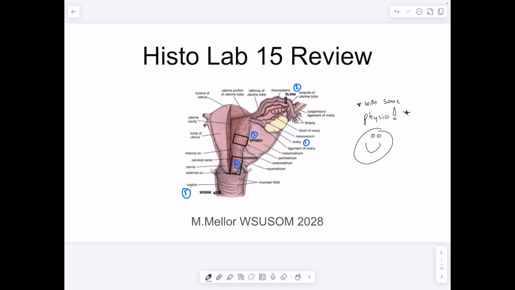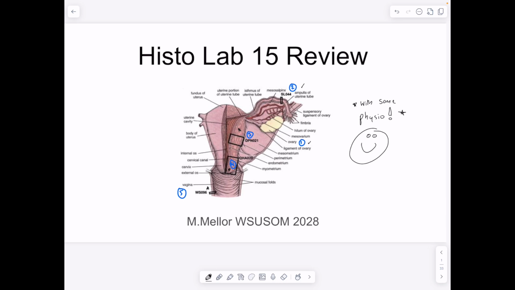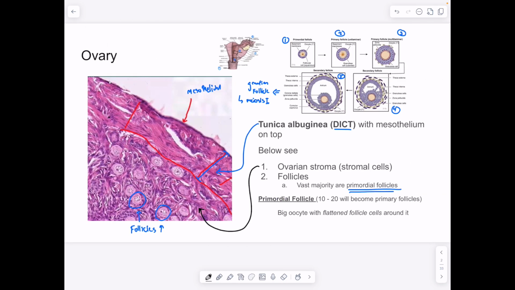So we are looking at the ovary first, then we're going to be looking at the uterine tube, the fallopian tube, and then the uterus, the cervix, and then we'll look at the vagina, and then we end with looking at the mammary glands of the breasts.